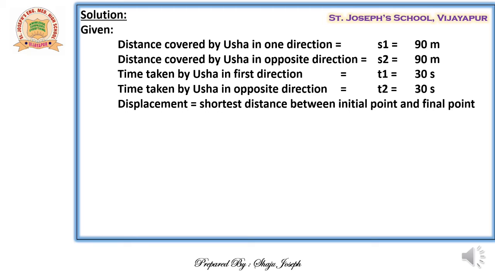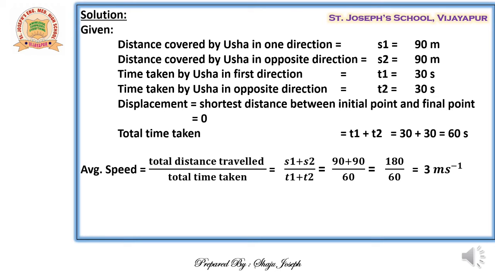So displacement. What is displacement? It is the shortest distance between initial point and final point. When Usha started from one end of the pool and came back to the same place, the initial point and the final point both are the same. So the distance between the initial point and final point becomes 0 because she has come back to the original position. Now let us see what is the total time taken. Total time taken is T1, the time taken to go in one direction, and T2 the time taken for the opposite direction. Even if they are not equal, the total time is 60 seconds.